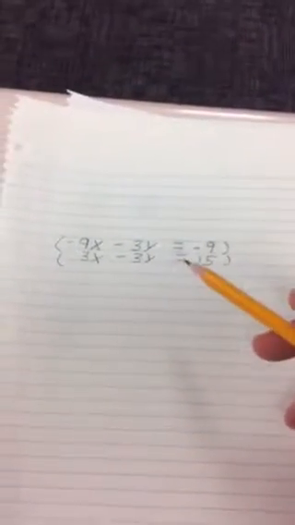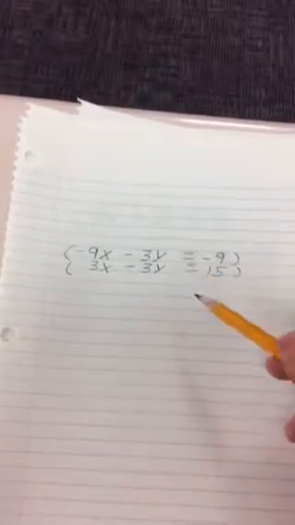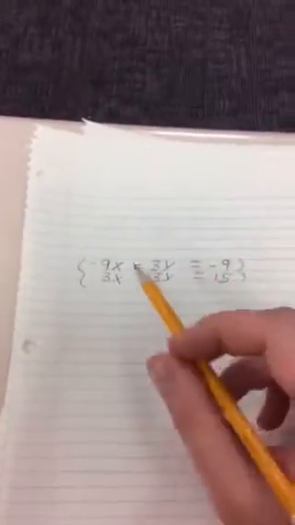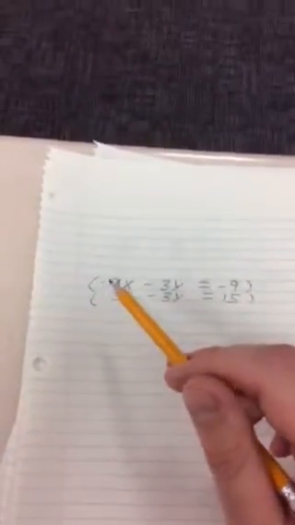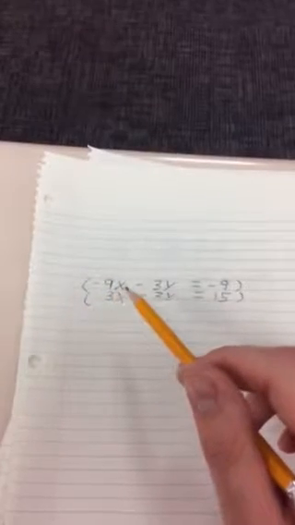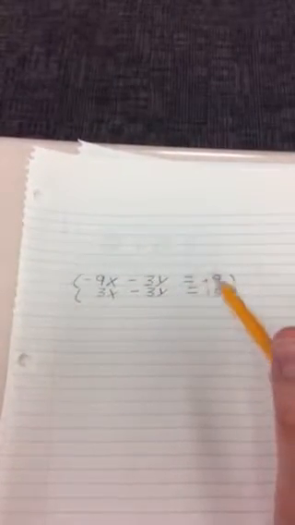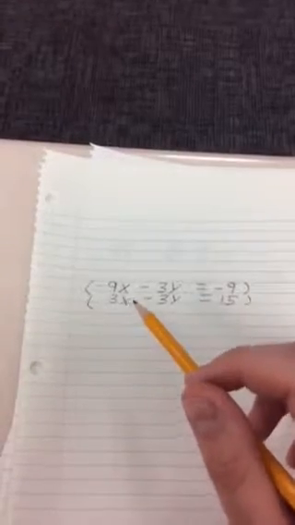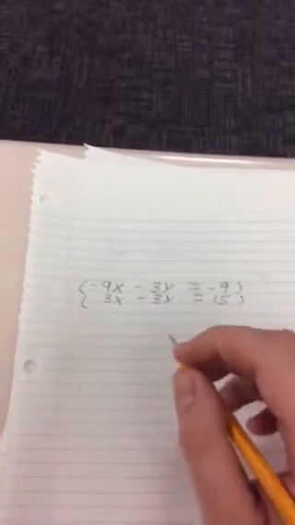Hey guys, it's Paul Ritzler here, and today I'm going to be showing you how to solve a system of equations using elimination. For our first example, the first equation is negative 9x minus 3y equals negative 9, and the second equation is 3x minus 3y equals 15.